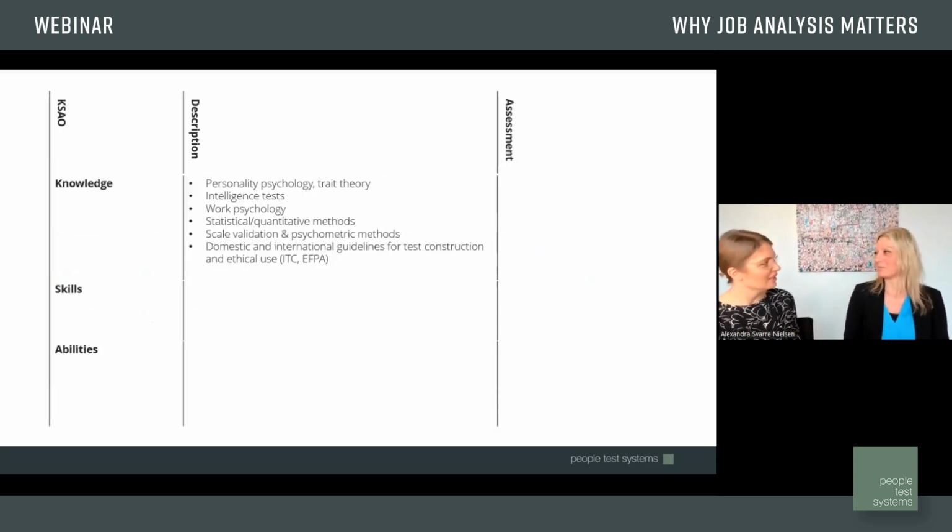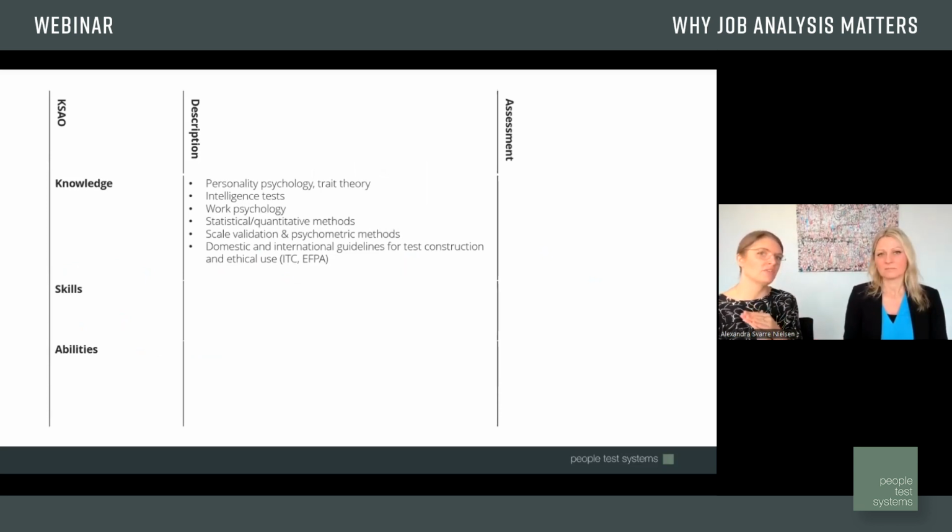As you can see now. Exactly. So I've tried to just list some of the knowledge that I would expect, or I would need, in a psychometrician. So there's a broad area of work psychology, personality psychology, and intelligence testing, but also the quantitative methods that will be very important, and something about scale validation and psychometric methods, and then also some domestic and international guidelines. So knowledge about that would be very useful.